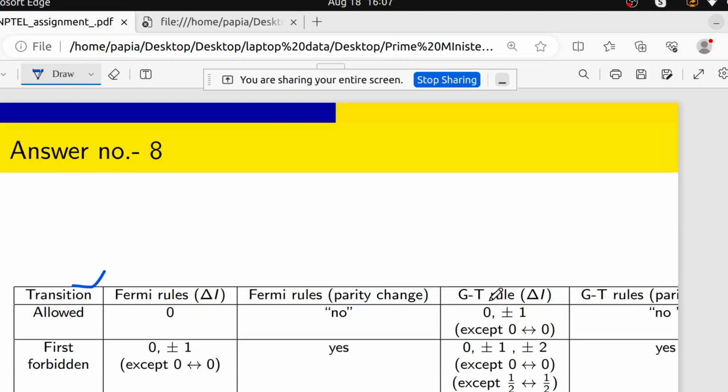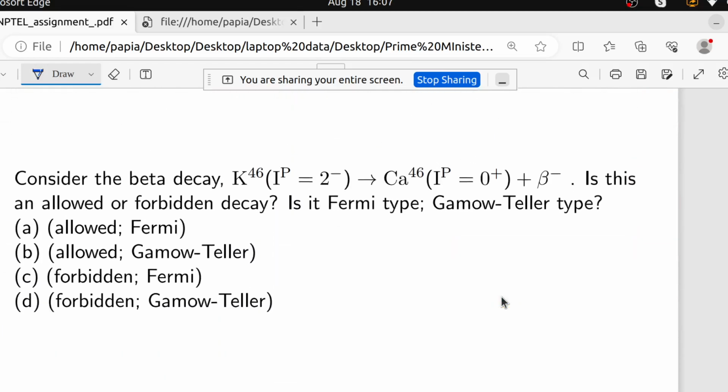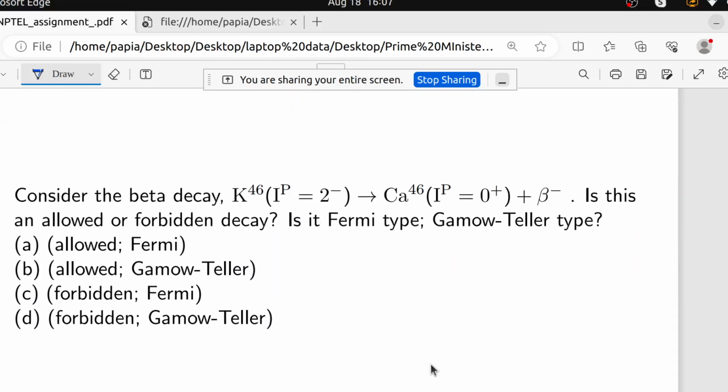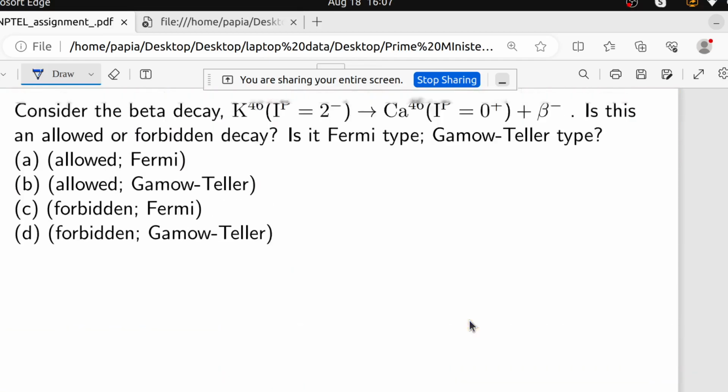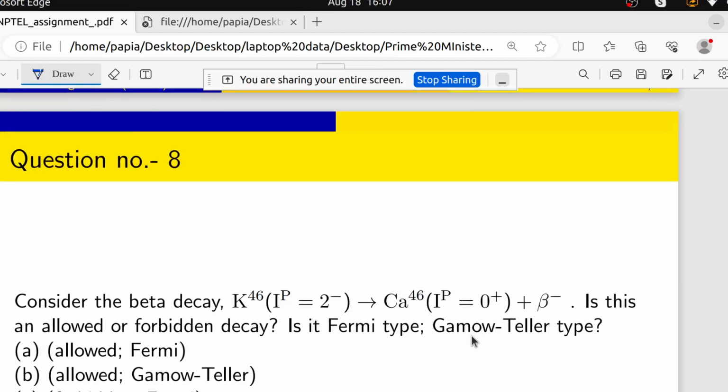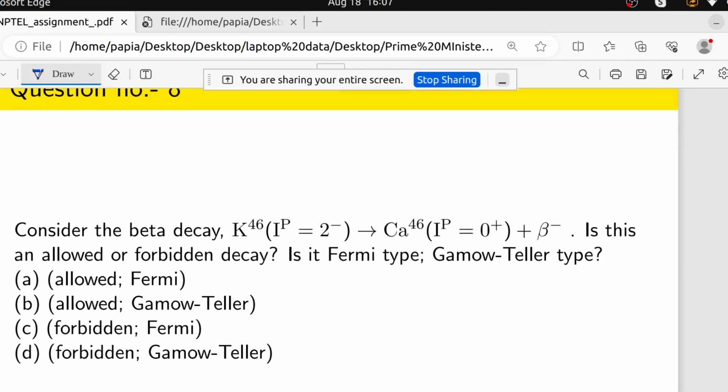Similarly, you can see that for Gamow-Teller the transitions are like that: yes, no, no, yes, and then the conditions are here. Now I just want to explain this table with an example. Whatever the question was, just write the question. Let's say 46, then calcium.